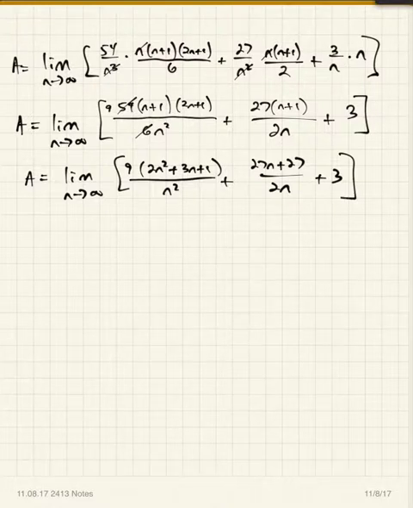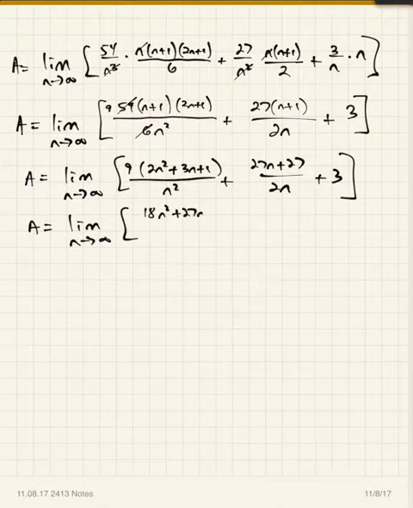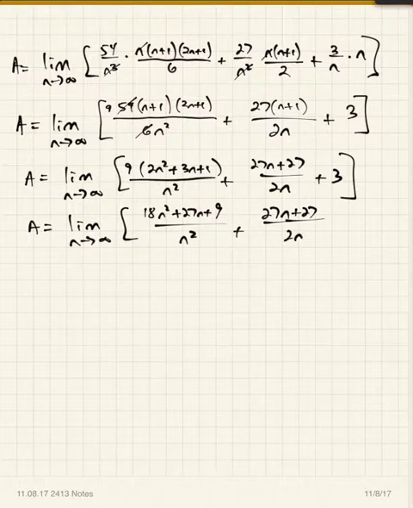And so remember, you're looking at the dominant terms here. If you want to look at all the arithmetic, this is 18n squared plus 27n plus 9 over n squared, plus 27n plus 27 over 2n, and then plus 3, like so. So what are the dominant terms in this first one? This is a limit as n goes to infinity, so you look at the dominant terms.